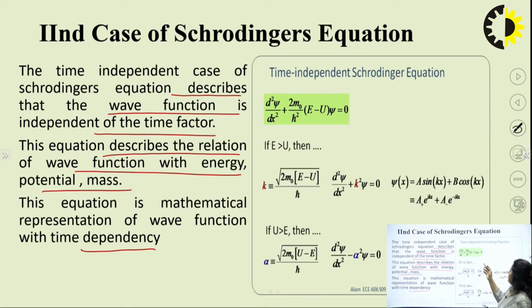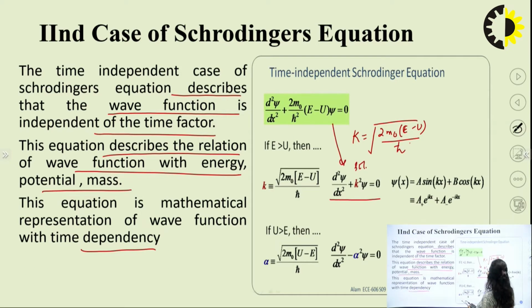So the second equation is the time independent equation, and it is equivalent to del square psi upon del x square plus 2m upon h cross square (E minus U, or V) psi equals 0. If E is greater than U, then k is equal to the square root of 2m (E minus U) upon h cross, and the equation becomes del square psi upon del x square plus k square psi equals 0. The solution of this equation is given by this.